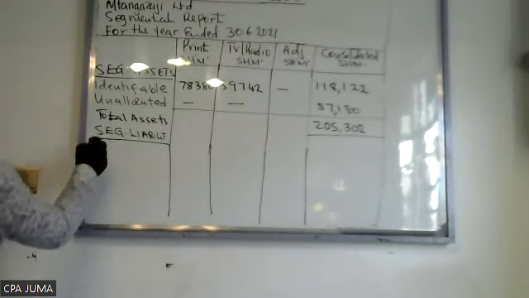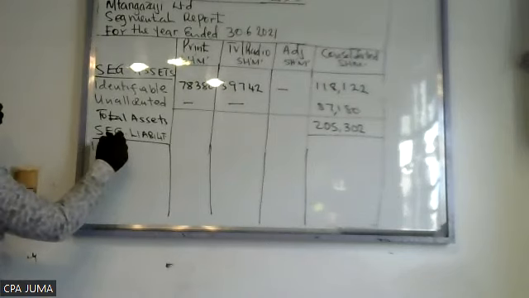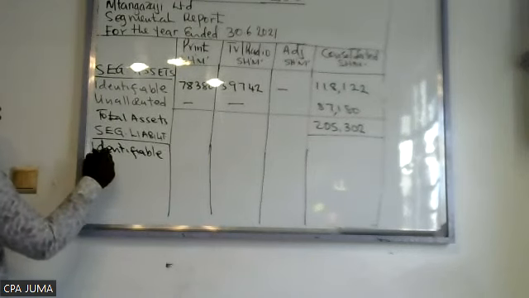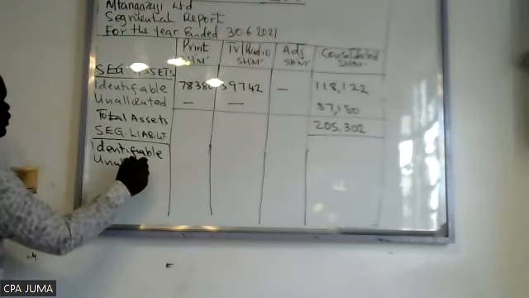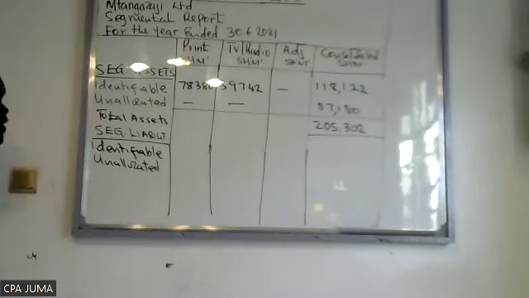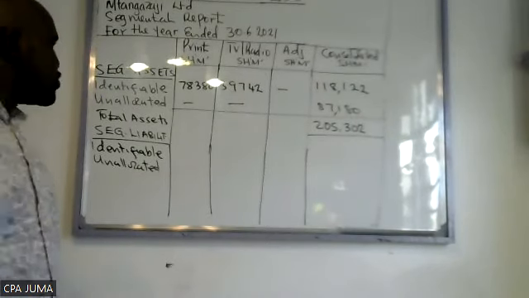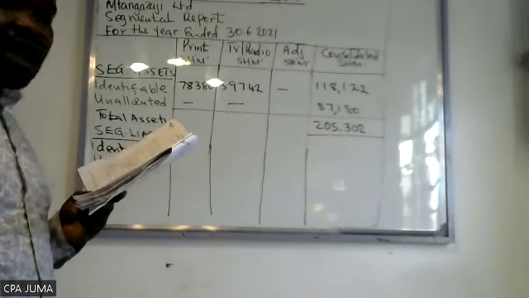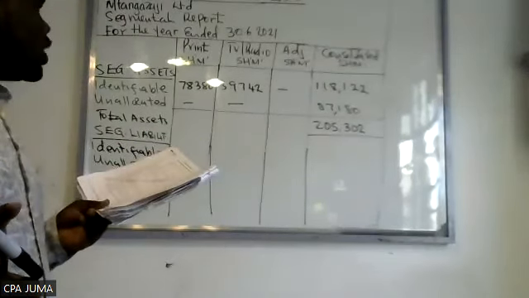So identifiable, then unallocated. This thing is not hard, it is just wasting our time. So I want to give you work. Please, there is something we have brought.